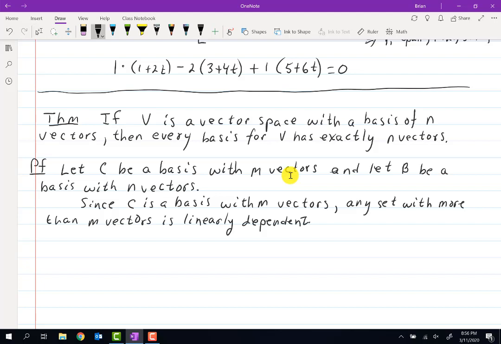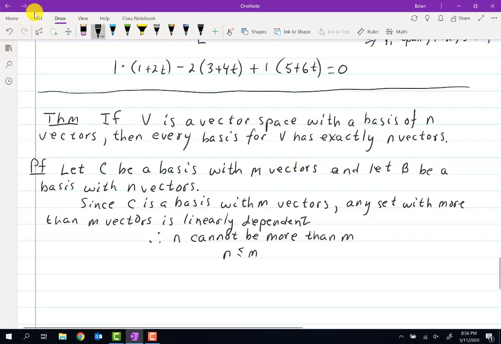Well, this means, so therefore, n cannot be more than m because that basis with the n vectors is linearly independent. So according to an earlier theorem, this means that n cannot be more than m. In other words, we have n is less than or equal to m.